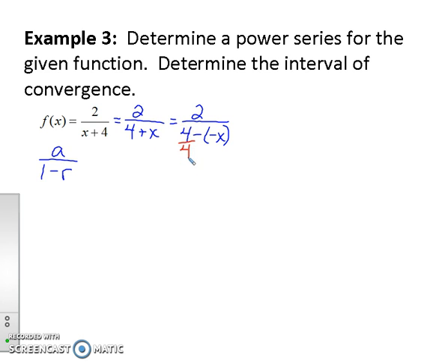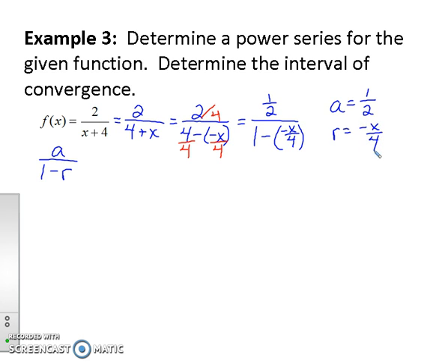Well, the way to get that 4 to be a 1 is to divide it by itself. But if I'm going to divide that by 4, I have to divide every other piece of my fraction there by 4. So this becomes a 1/2 in the numerator, and then 1 minus negative x over 4, which is not the normal way that you would write a function. You would write it as 2 over x plus 4. But this is the way I need the function to be written so that I can identify the a and I can identify the r. Looking at it this way, I know that a would be 1/2 and r would be negative x over 4.